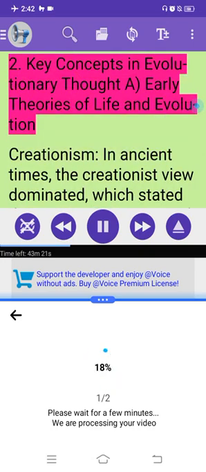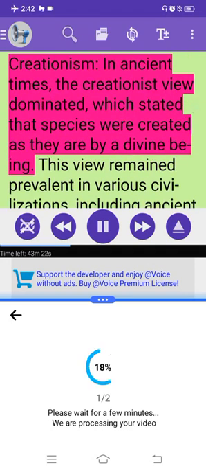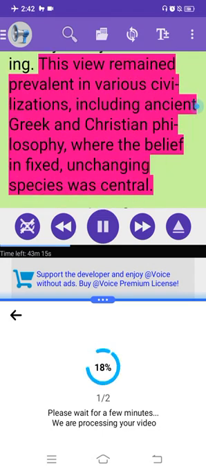2. Key concepts in evolutionary thought. A. Early theories of life and evolution. Creationism. In ancient times, the creationist view dominated, which stated that species were created as they are by a divine being. This view remained prevalent in various civilizations, including ancient Greek and Christian philosophy, where the belief in fixed, unchanging species was central.